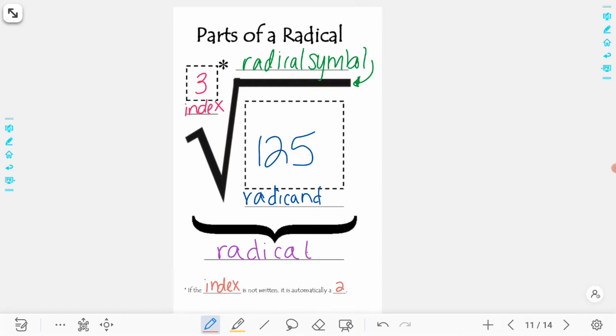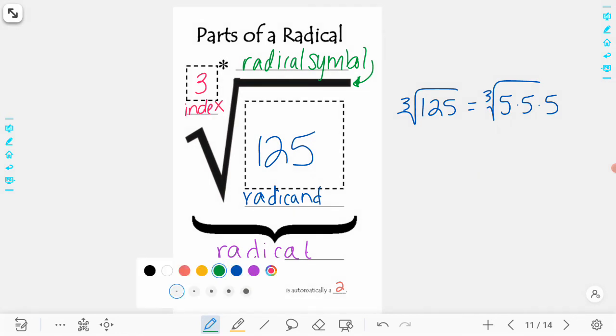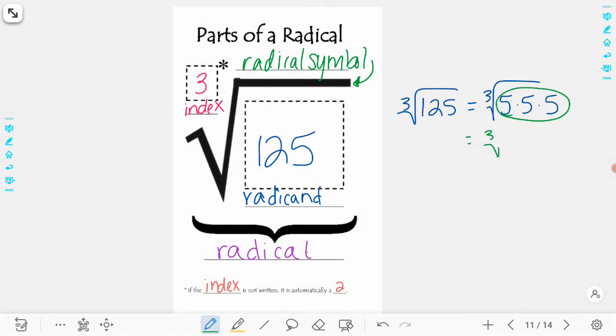So if we were to take the cube root of 125, which is what we have here, so cube root of 125 is our problem. When we break that down with the prime factorization, we have 5 times 5 times 5. So for the cube root, instead of a pair, we're looking for a group of 3 here, okay? So the cube root of 125 would then be 5.